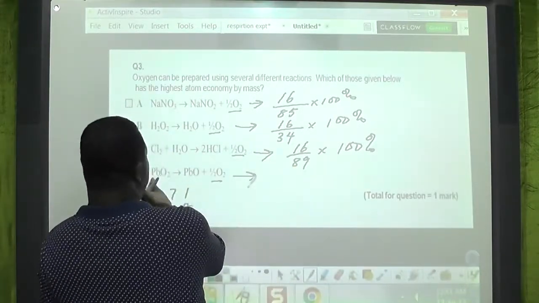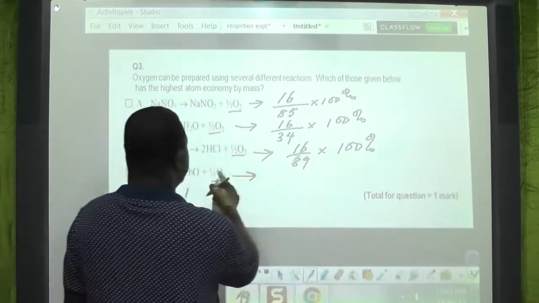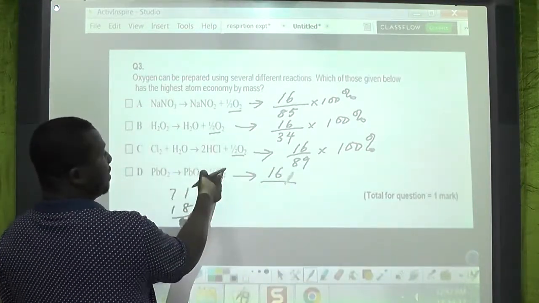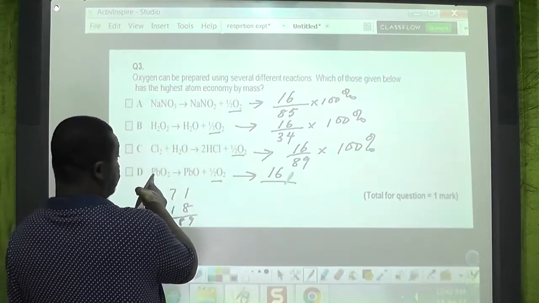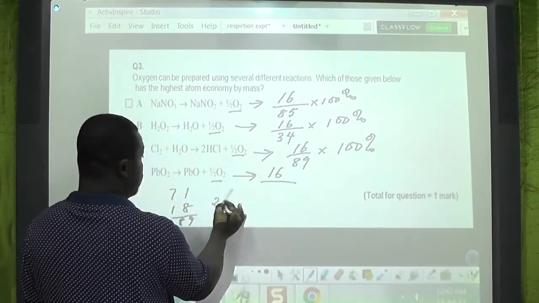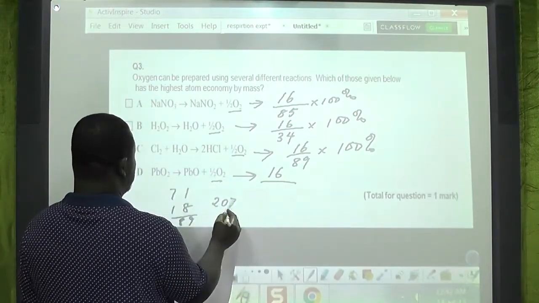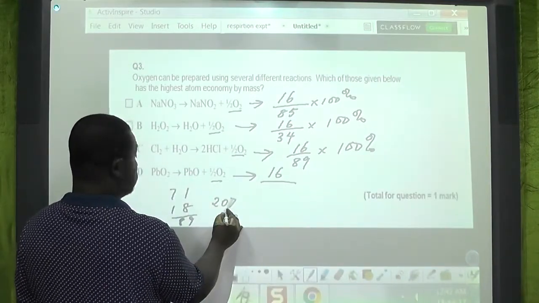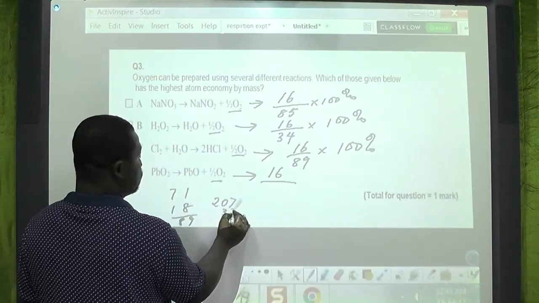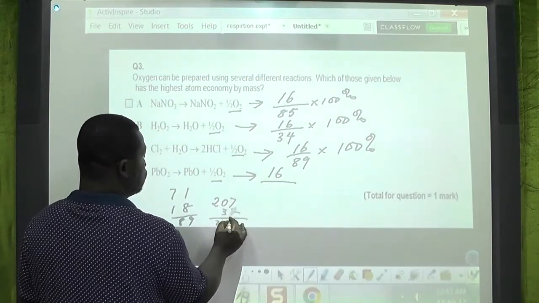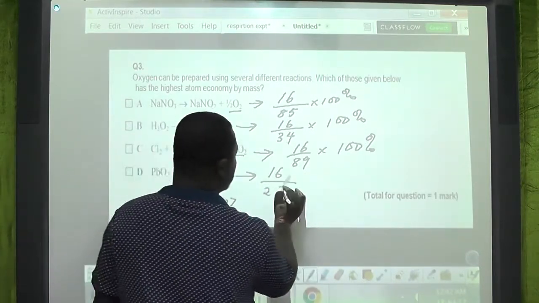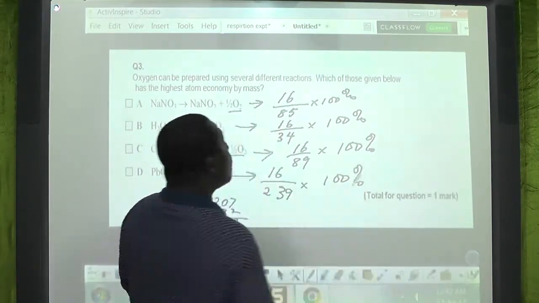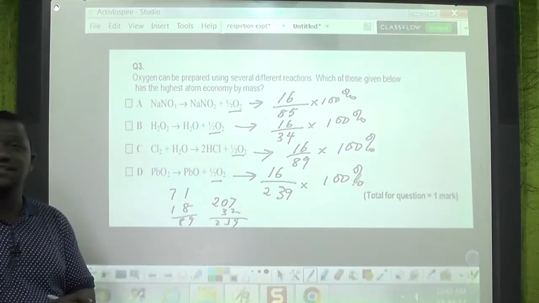So I'm doing this the correct way in case it also comes out in the theory paper. So this, I have 16 again, because this is the desired product. Divide by, this is 207 lead, 207 plus 30. This one can never be the answer because the denominator is too much. Plus 32, this is 239, times 100%. When you look at everything, it's 16, 16, 16.